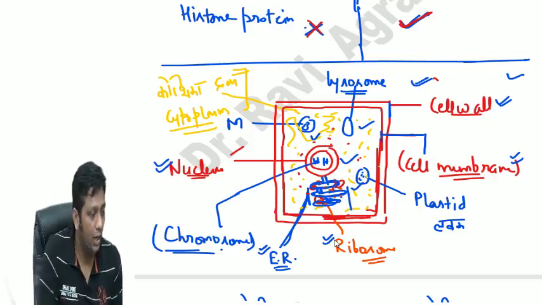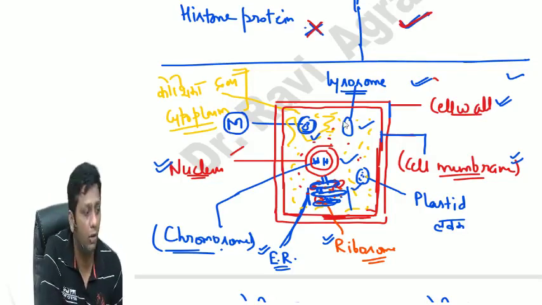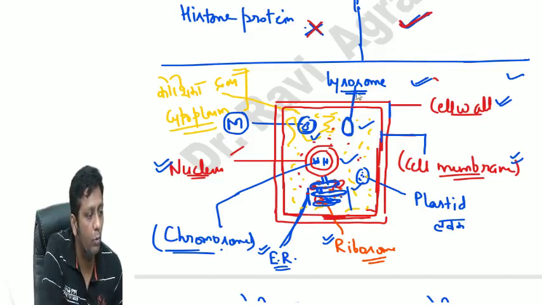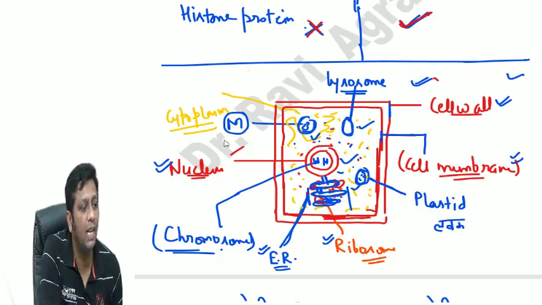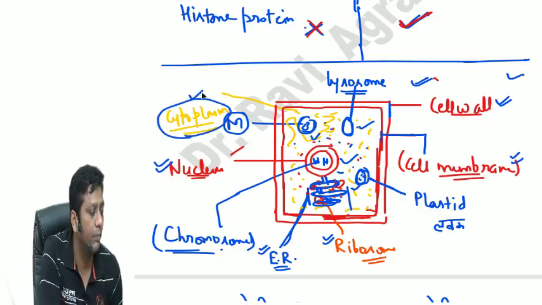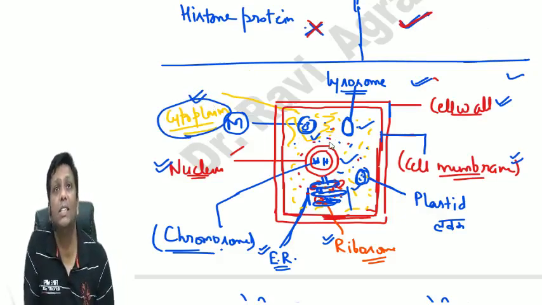Okay, see, this is the mitochondria, one more cell organelle. This is lysosome, one more cell organelle. This is plastid, one more cell organelle. And the yellow colored dots are a liquid material present inside the cell. This is called cytoplasm. So within the cell, that liquid material present here is called cytoplasm.